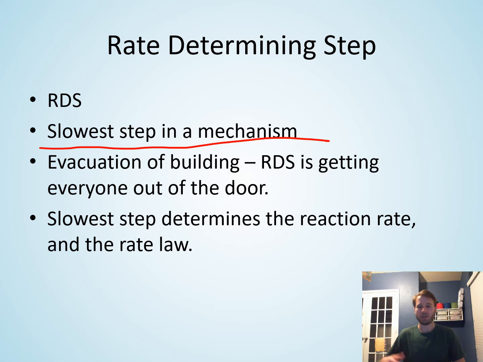Think of evacuating a building. Everyone can clamor to the door, but only so many people can fit through it. So fitting through that door is the rate determining step, and the speed at which people can leave the building depends on how fast people can go through that door. The same goes for a chemical reaction. I have multiple elementary steps, and the slowest of them determines the overall rate. So the rate law of that slow step equals the rate law of my overall chemical reaction.